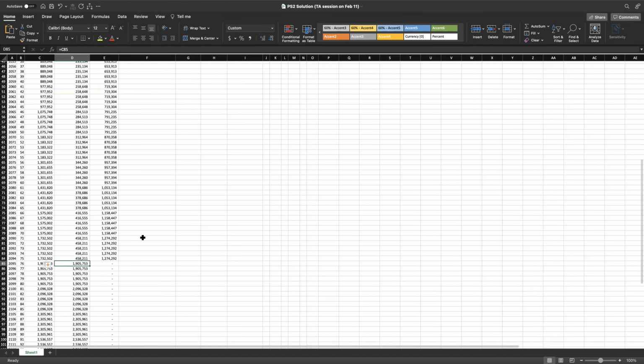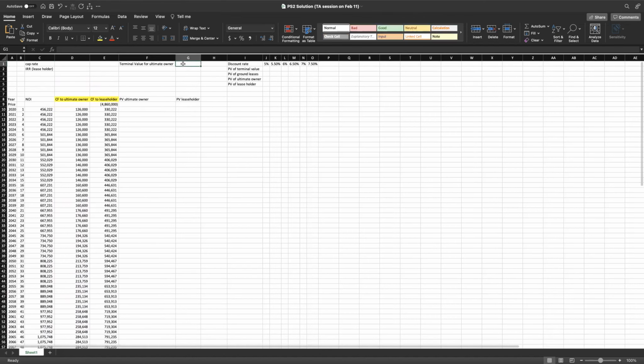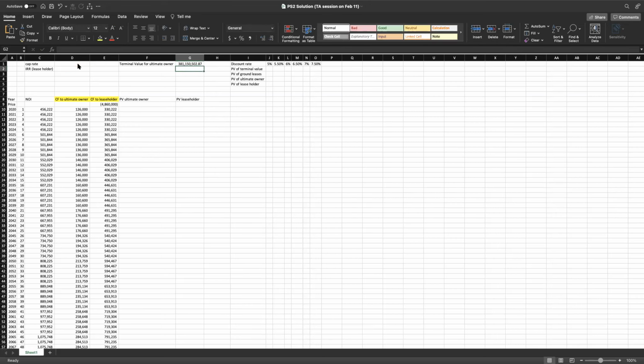So this is cell C85. Then it will be divided by the cap rate here, plus 0.5%. It's a crazy number because nothing is here yet.